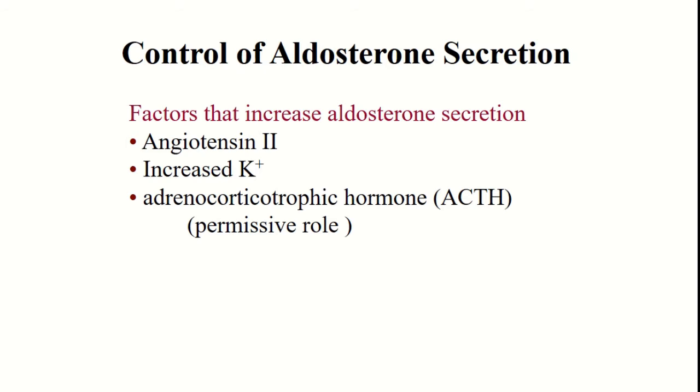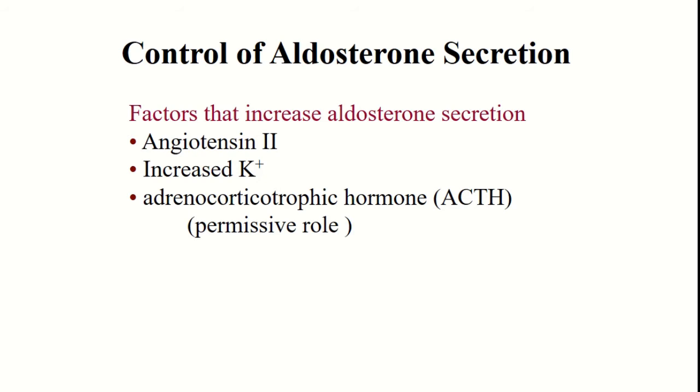Now there are certain factors that regulate or control the secretion of aldosterone. The first and the most important factor among all of them is the increased potassium inside the body. So whenever there is hyperkalemia, the secretion of aldosterone is stimulated, that then regulates the reabsorption or secretion of potassium.